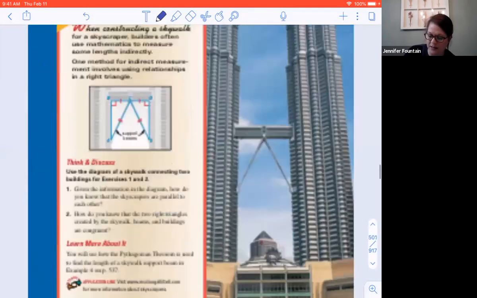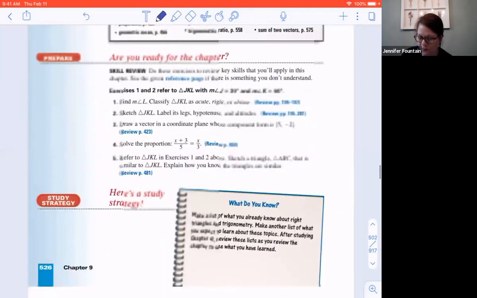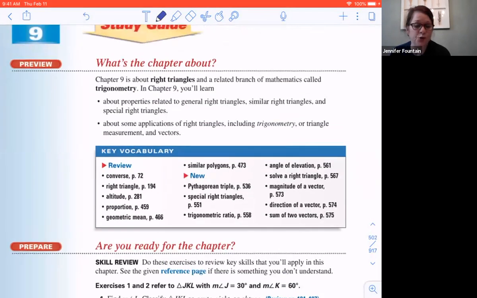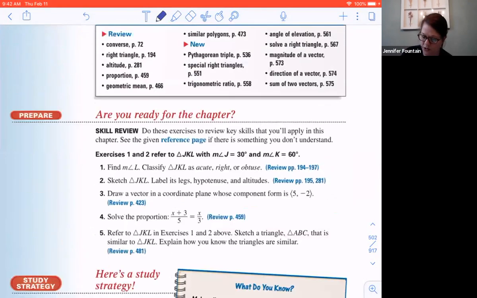All right, so chapter 9, the first one we are starting out with, well, first of all, you can see what this chapter is about. Chapter 9 is about right triangles and a related branch of math called trigonometry. So basically, we are going to be focusing on right triangles right now. We know that is a triangle that has one right angle. Are you ready for the chapter?